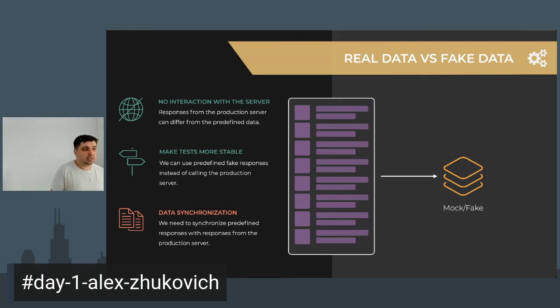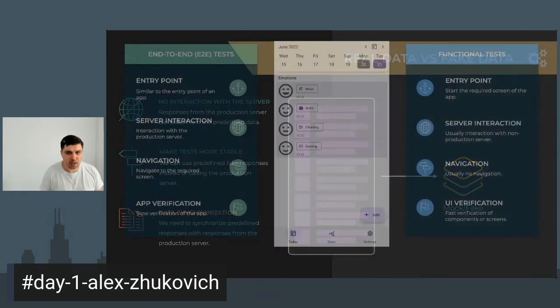And of course, it makes data more stable because when you use fake data, you get a response right now. You don't need to wait until you get data from the backend. You're not dependent on the network connection. You're not dependent on problems with your backend. You just get it right now. So in some cases, fake data is really great too.